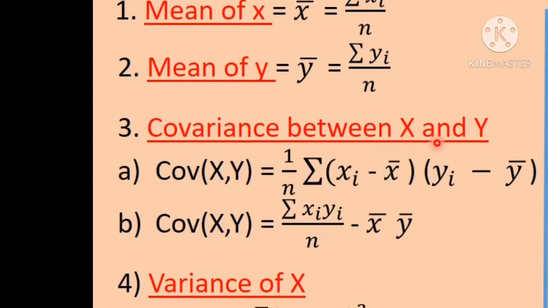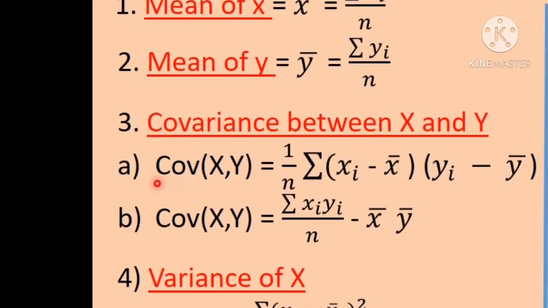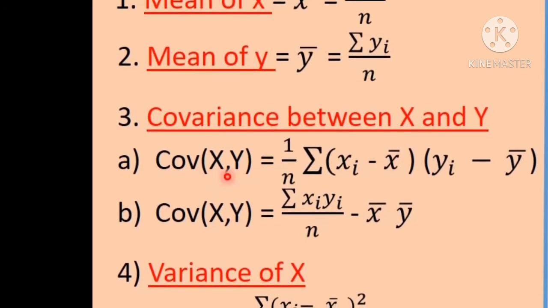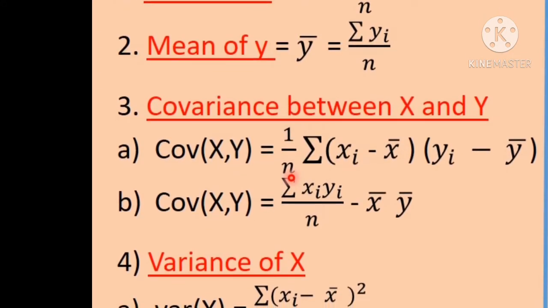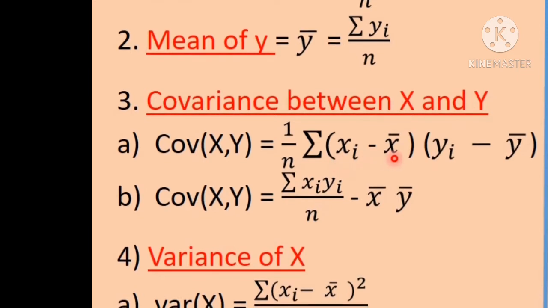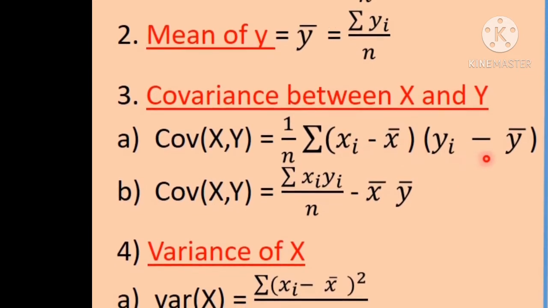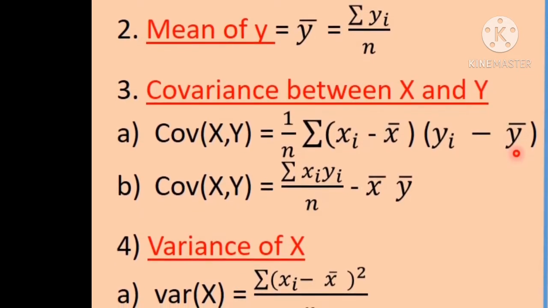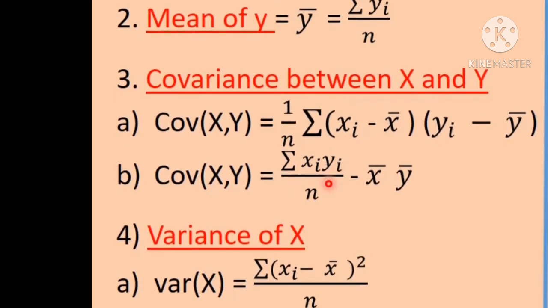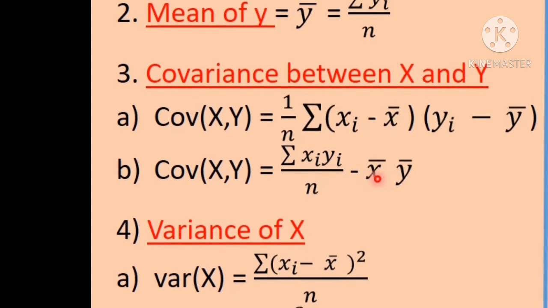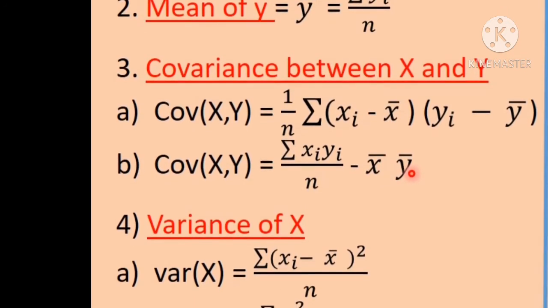Covariance between x and y, it is denoted by COV into bracket x comma y, and is equal to 1 upon n into summation of xi minus x bar into yi minus y bar, which is also given by summation xi into yi upon n minus x bar into y bar.